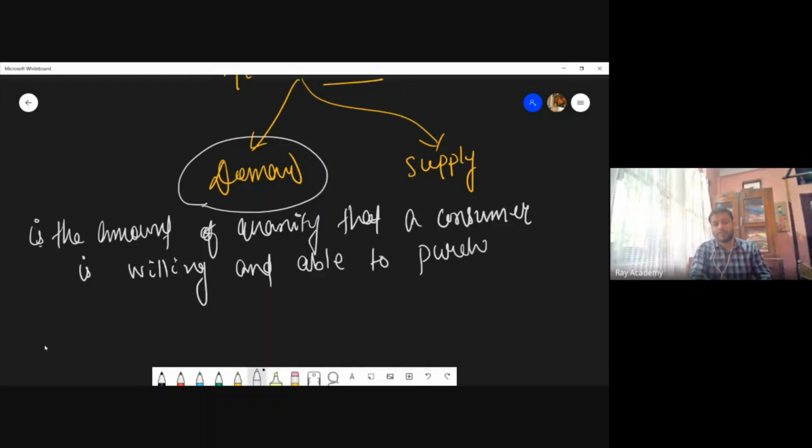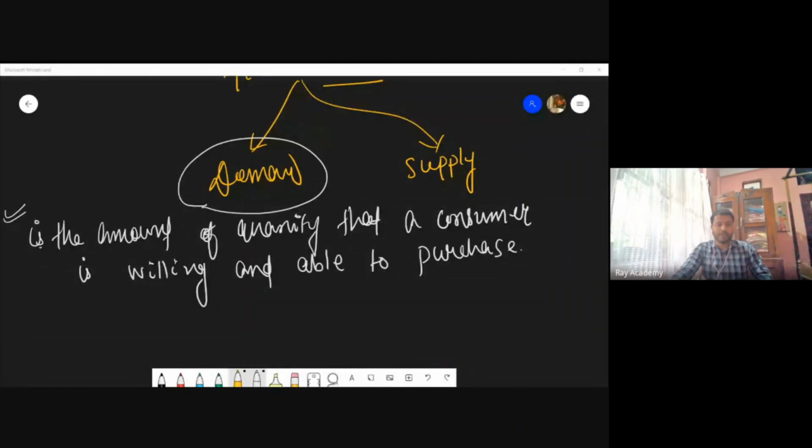You can note down if you wish. What is demand? Demand is the amount of quantity that a consumer is willing and able to purchase. I'm repeating once again. What is demand? Demand is the amount of quantity that a consumer is willing and able to purchase.